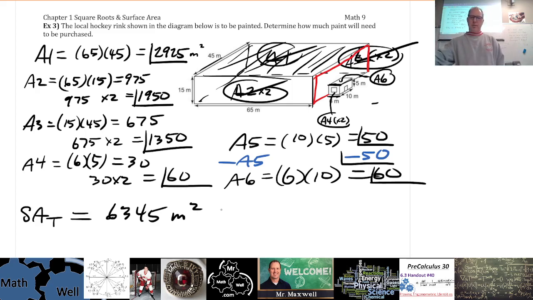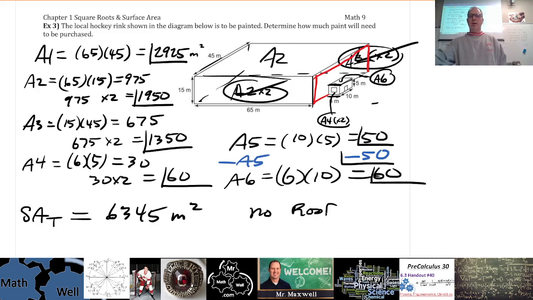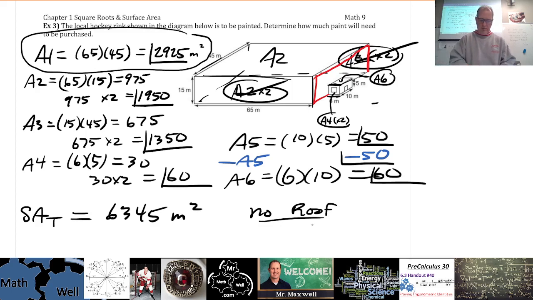In a question like this, if you said you're going to paint the roof as well, I think you'd be okay to do that. But also, if you said no roof, because it has other roofing on it, then we'll have to subtract this part, okay? So with no roof, what's that? 6345 minus 2925 is 3420. Did you guys get 3420? Yeah. Okay, still different than some notes I see here, but anyways, so no roof would be 3420.